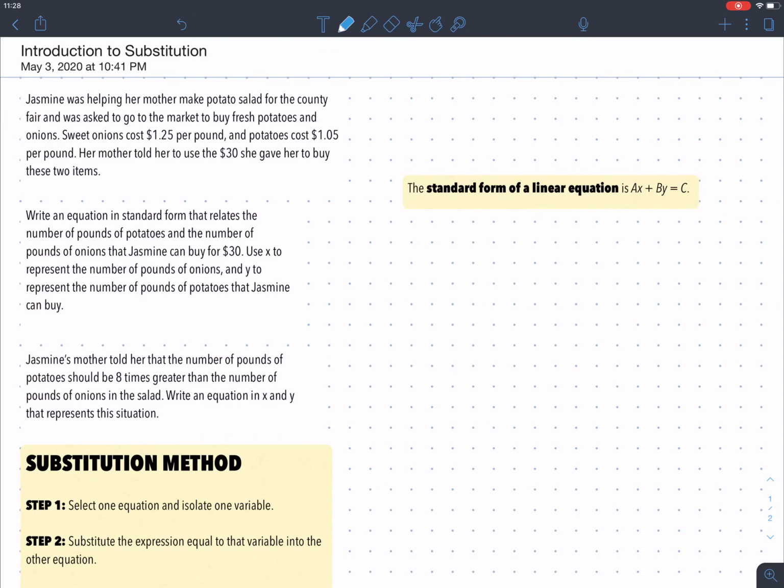Okay, so in this video, we're going to introduce the idea of substitution as a strategy to solve a system of equations. Sometimes graphing is not going to be the best way, so we are going to try something called substitution with this story problem.